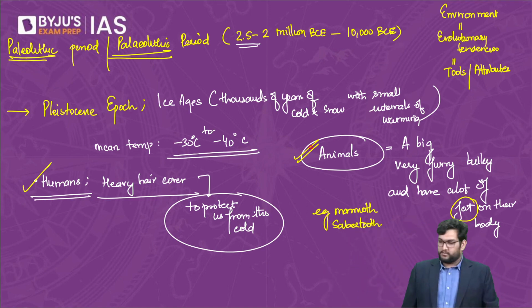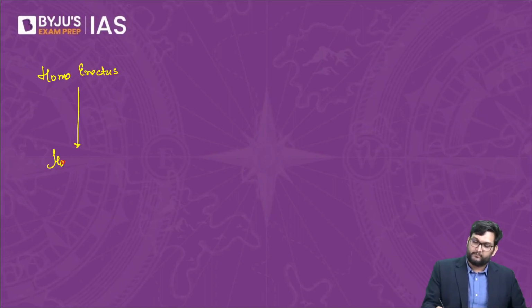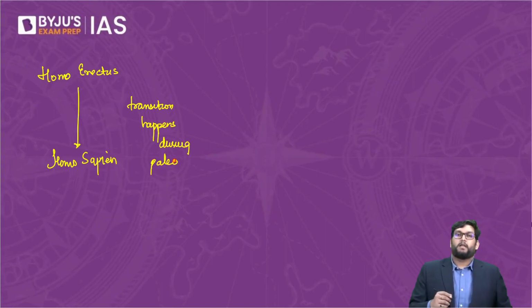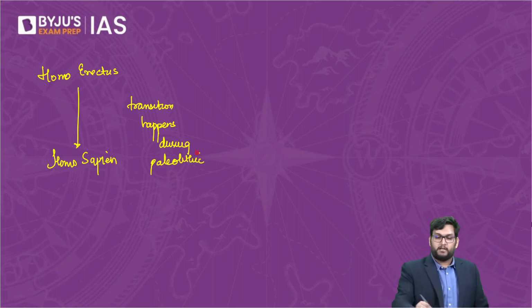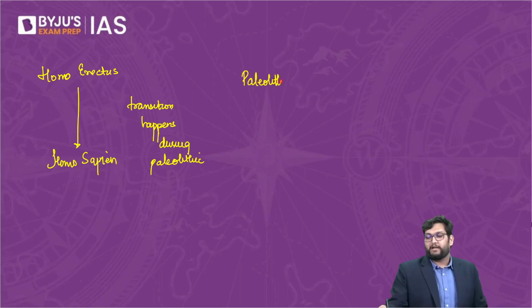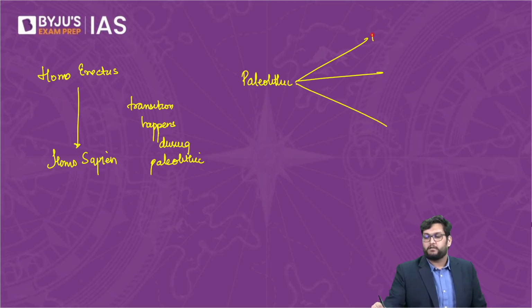Okay, now what we see is that the Homo erectus to Homo sapiens transition happens during the Paleolithic. The Paleolithic is divided into 3 parts: lower, middle, upper.